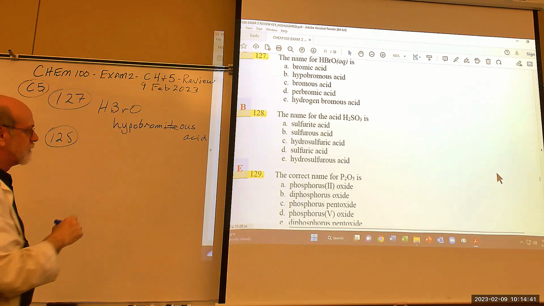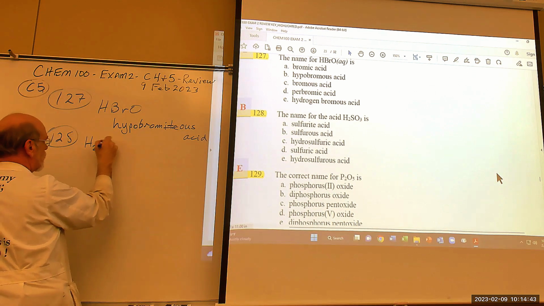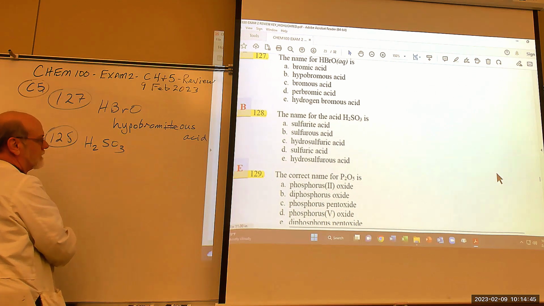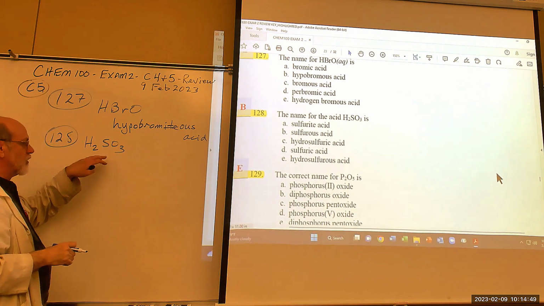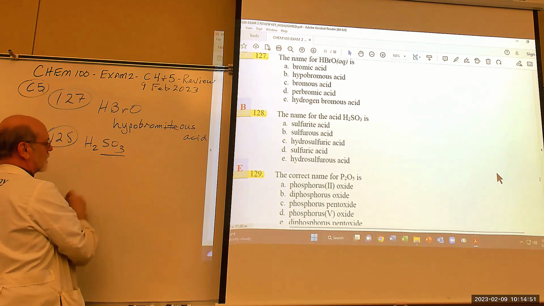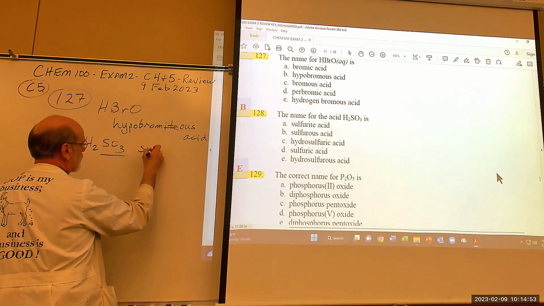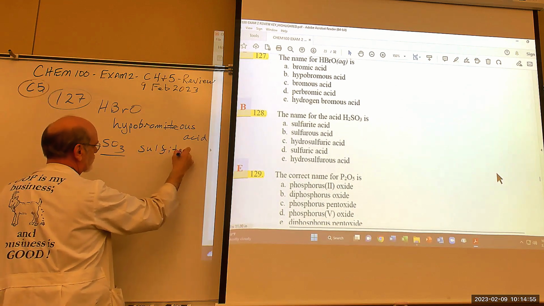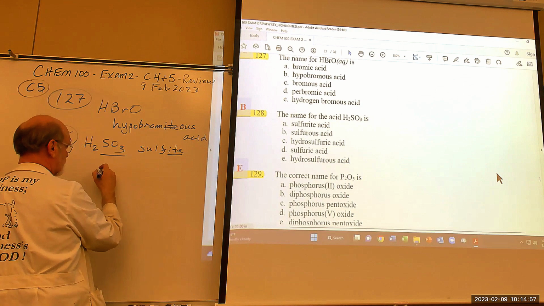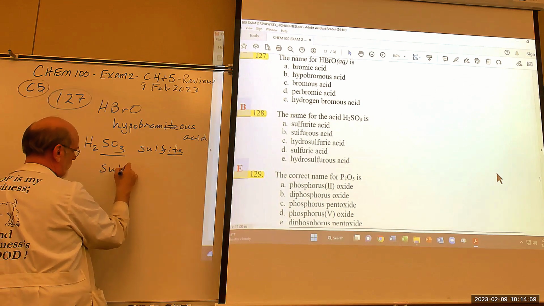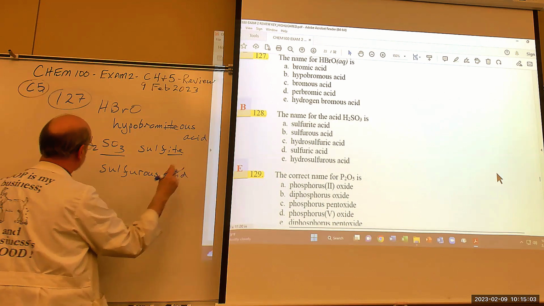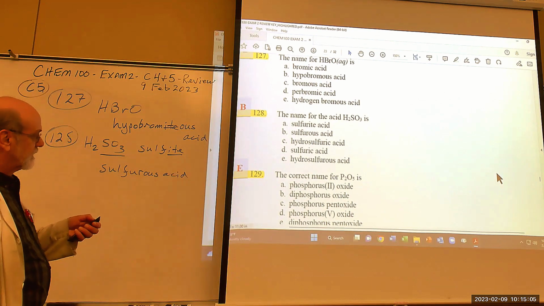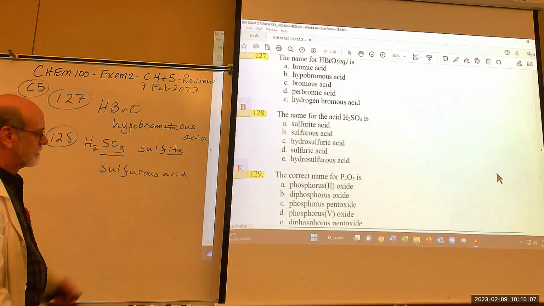128. The name for H2SO3. Here we go again. We don't start with hydro. We look to the polyatomic. This is sulfite, so ite becomes ous, and we just say sulfurous acid. That's it. Right here.